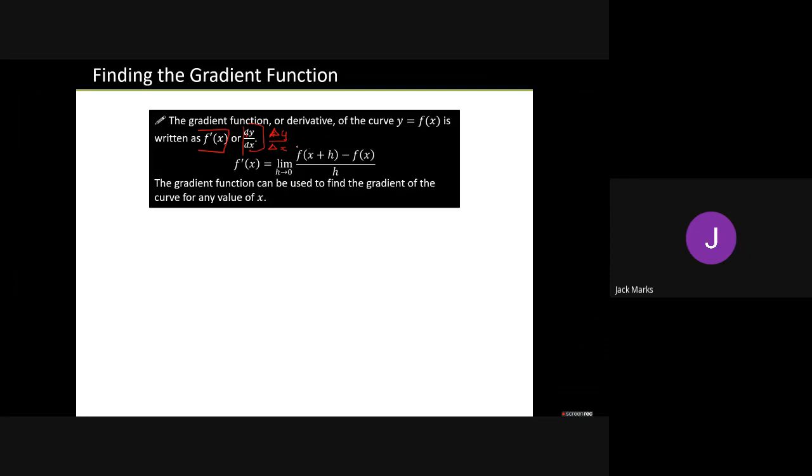And you take your larger y value when you plug that inside the function, minus the y value from the smaller, if you want to think of it that way, divided by the difference in x. Well, the difference in x is that h gap between them. So something just like this appears in your formula booklet.